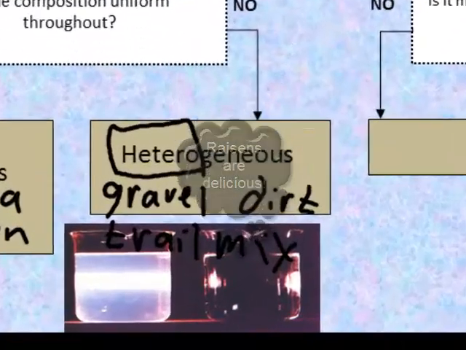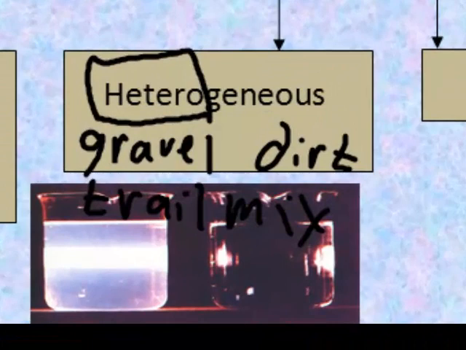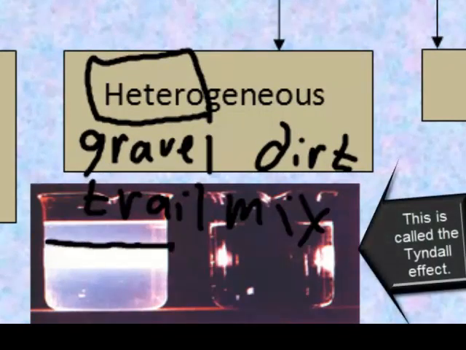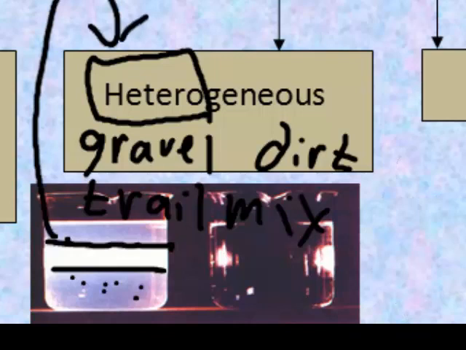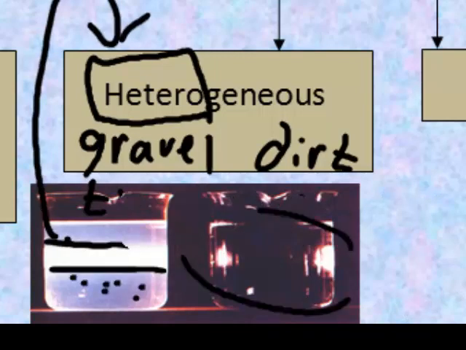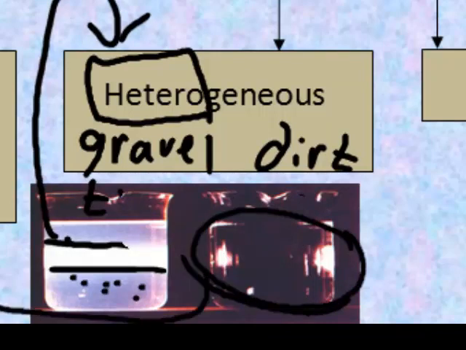So this is a good little picture down here. If you look at the one on the left, you can see how the light travels through that beaker. You can see how it's speckled all the way through. That's not going to be a uniform composition, so that's going to be a heterogeneous mixture. Now, on the other hand, if you look at this one on the right, you can see that it just looks like water. It looks the same throughout the entire beaker. So since it looks the same, we're going to call that a homogeneous mixture.